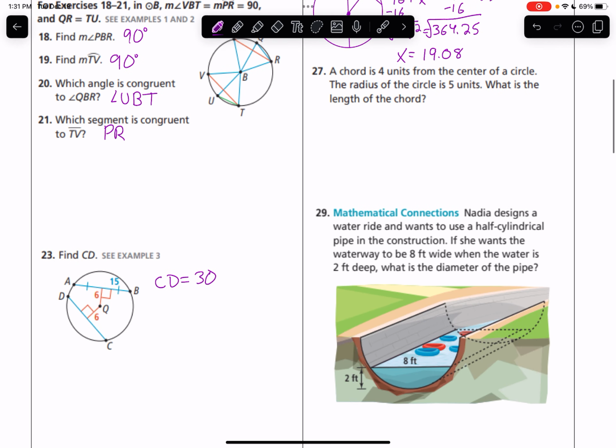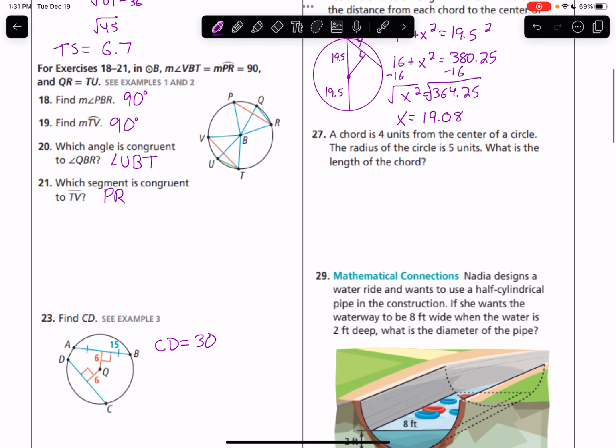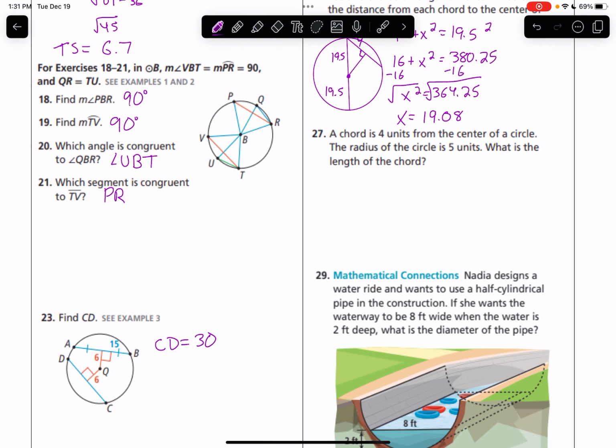27. Nadia designs a water ride and wants to use a half cylindrical pipe. Oops, I'm missing one. I'm sorry. Let's not skip 27. 27. A chord is 4 units from the center of the circle. Let's see. You got to draw the center of the circle. There's the chord, 4 units away. The radius of the circle is 5 units, so the 5 can go right here. What is the length of the chord?